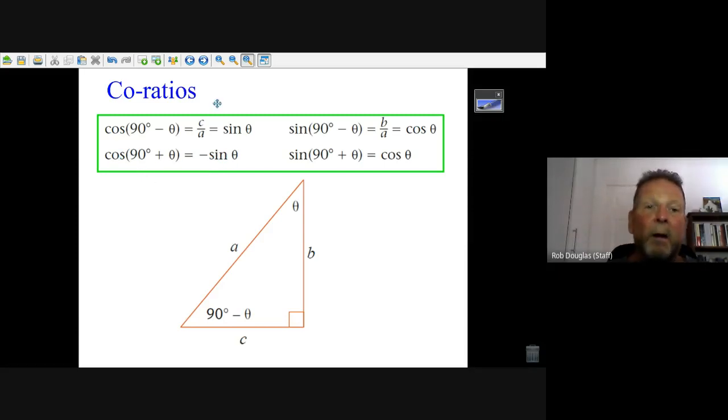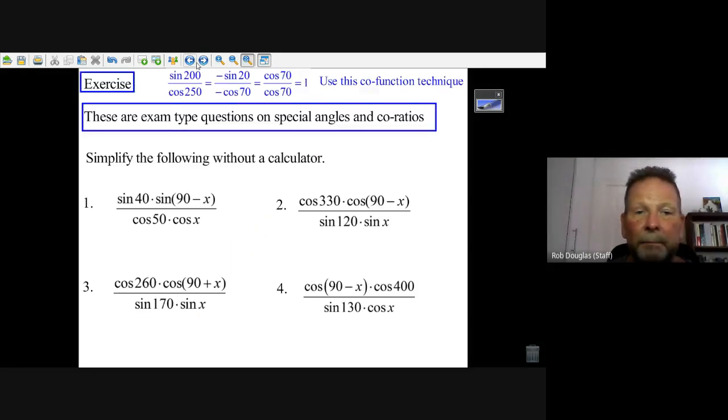Okay, I've made up some questions that are like exam questions, and I've even given a little example up here. If you have the sine of 200, it's 20 degrees past 180, so the reference angle is 20 degrees. But sine is negative down there. If I said the cosine of 250 degrees, it's 70 degrees past 180. Its reference angle is 70.